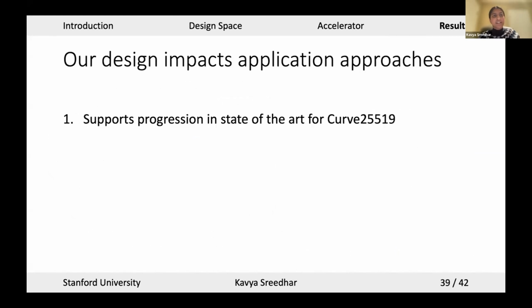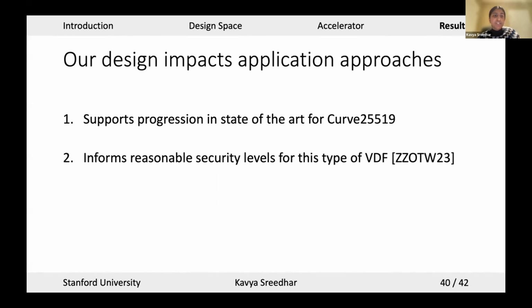And so what we see aside from the XGCD speedup is that our design has further applications at the application level. First of all, it supports the progression in the state-of-the-art to using extended GCD for modular inversion for curve 25519. And it suggests that it's worth re-examining what the bottlenecks are now in point multiplication algorithms that were previously significantly dominated by inversions.